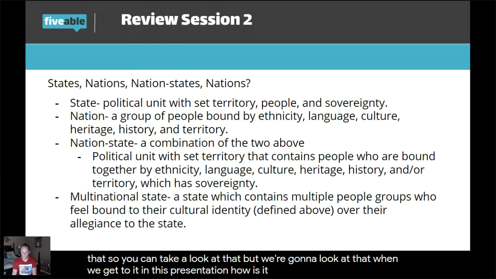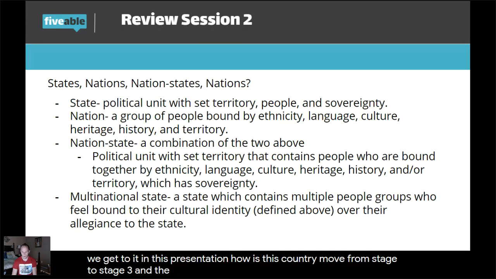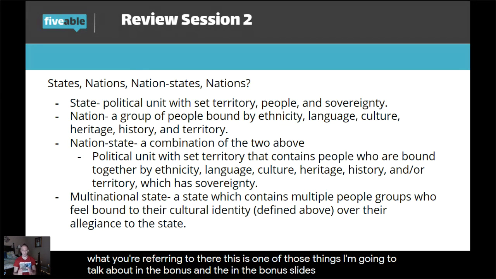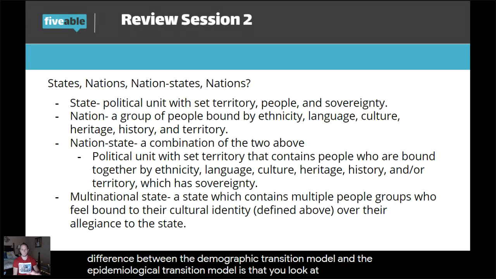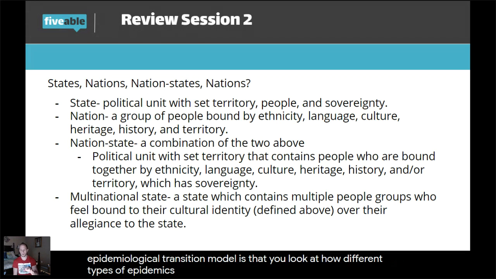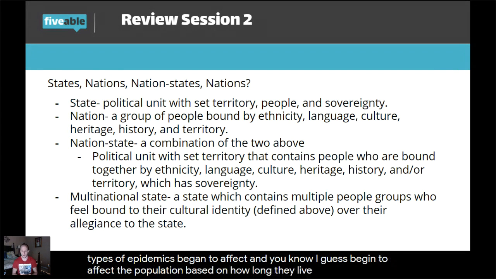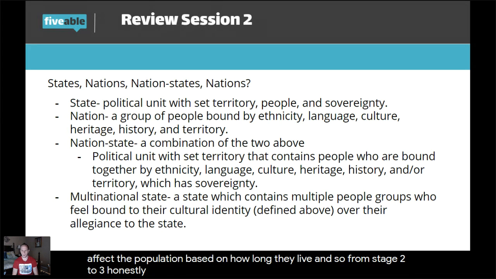How has the country moved from stage 2 to stage 3 in the epidemiologic transition model? Is that what you're referring to there? This is one of those things I'm going to talk about in the bonus slides. But in short, the difference between the demographic transition model and the epidemiological transition model is that you look at how different types of epidemics begin to affect the population based on how long they live.